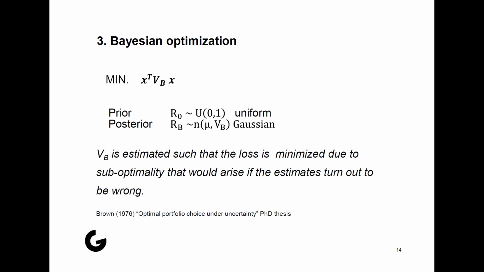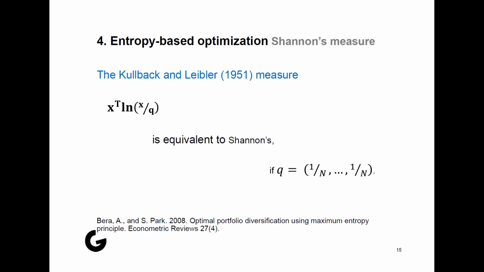Okay, so let's go to number four. That is entropy-based optimization, which is a niche in the literature, but I came across it. Bera and Park do this, and they make use of what they call the Kullback-Leibler measure. I don't want to spend a lot of time on it, but again, it is exactly the same philosophy that is going on here. Maybe I just leave that slide for what it is.